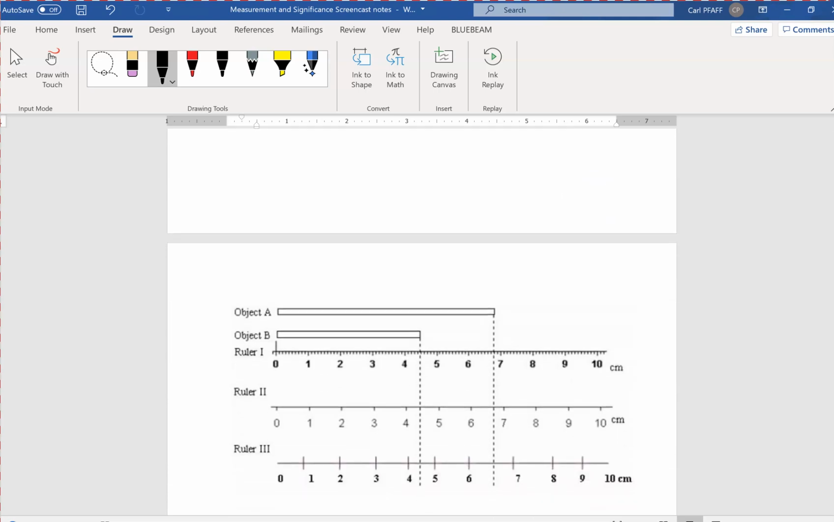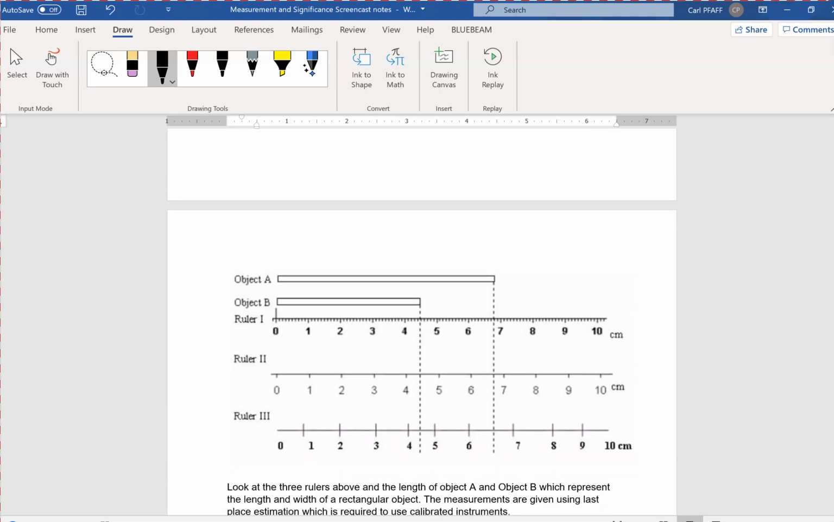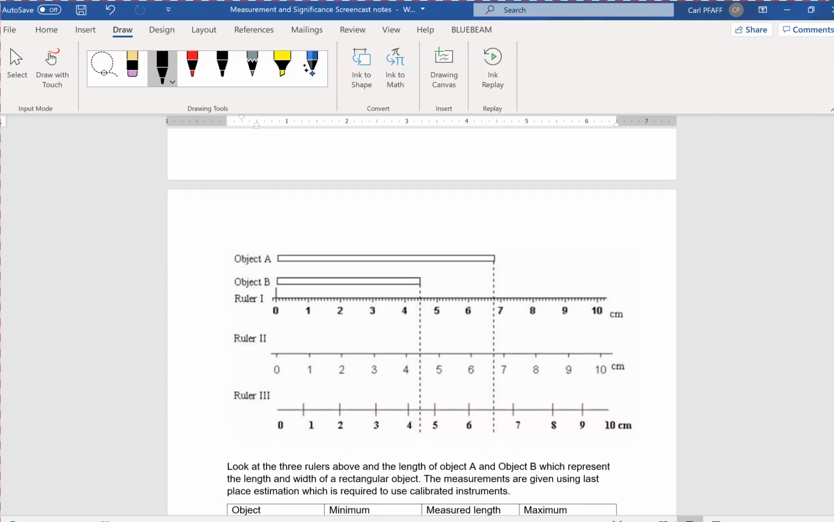If we look, for example, at these 3 different rulers, ruler 1, 2, and 3, and we look at distance A and distance B, and we think about distance A and distance B being the length and width of some rectangle of paper. First of all, if we look at the rulers, ruler 2 and ruler 3 both seem to be calibrated in 1 centimeter increments.